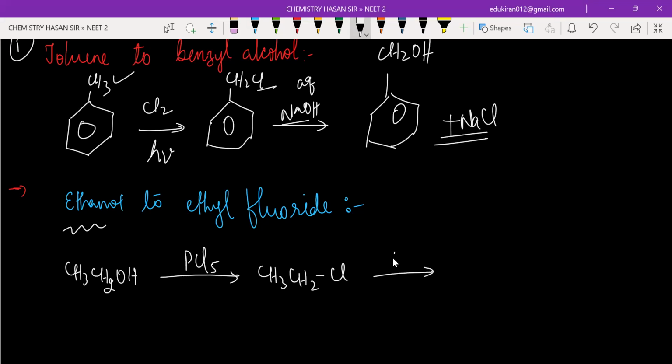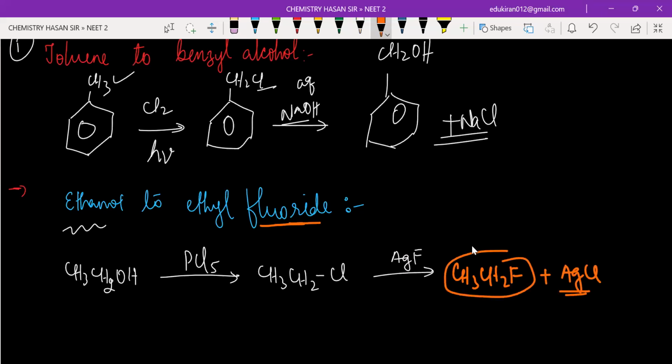After getting this, you are going to use Swarts reaction. So in Swarts reaction, what will happen? In Swarts reaction, especially we prepare alkyl fluoride. So this is what you will get. Chlorine will be replaced by fluorine and AgCl is your byproduct. So this is how we get specifically alkyl fluoride from Swarts reaction and alkyl iodide from Finkelstein reaction. Got it? Yes.